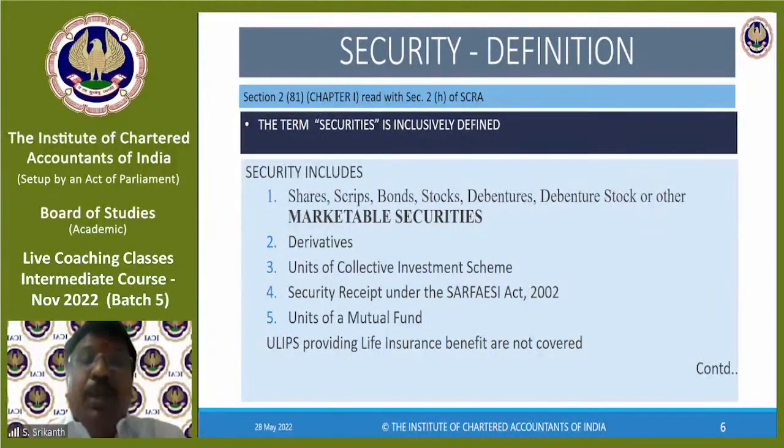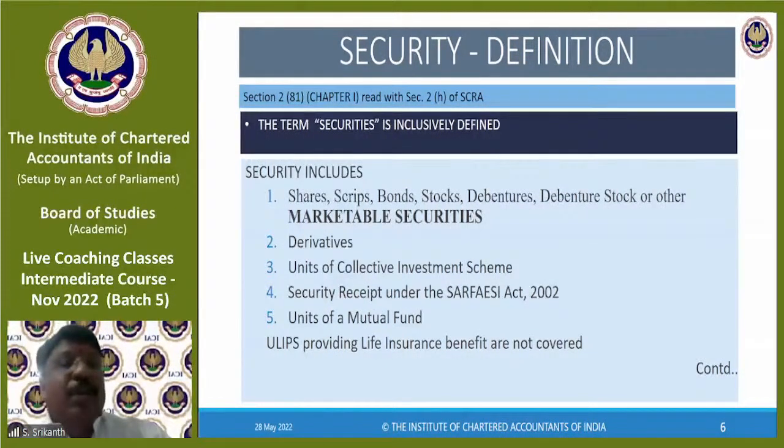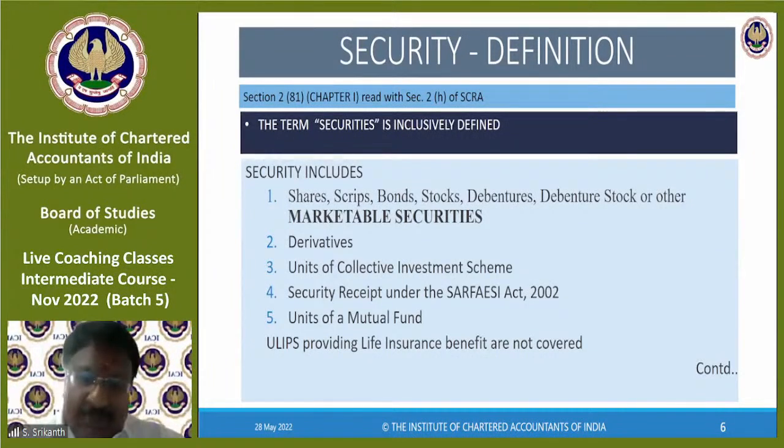But in ULIPs, what happens? Only 60%, some proportion only, goes into the market. The remaining amount is actually meant for covering life, so that if that person dies, the entire policy value will be given to him. So for the life cover portion, there's a small amount. Therefore, ULIPs are not securities under the Companies Act. Only insurance companies issue ULIPs. Okay.